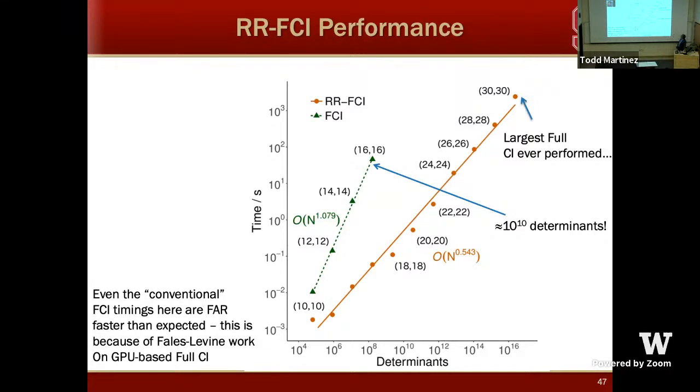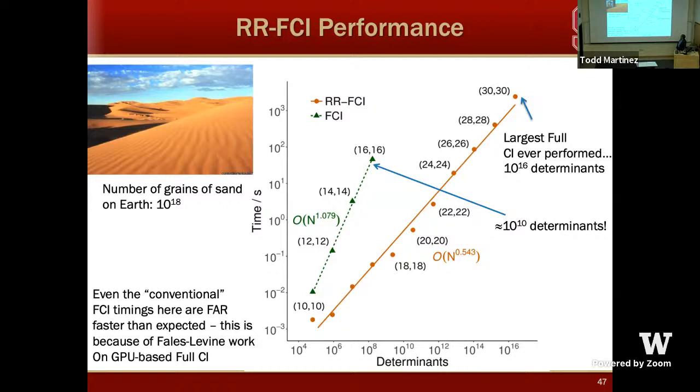And so now you just want to get a sense of what we're talking about, right? So there are 10 to the 16 determinants here. I was trying to get a good sense of what that meant. The number of grains of sand on the entire Earth is 10 to the 18, or at least that's what people estimate it as, right? So the number of coefficients in this calculation, which takes less than 20 minutes, is within a factor of 100 of the number of grains of sand in the entire world.